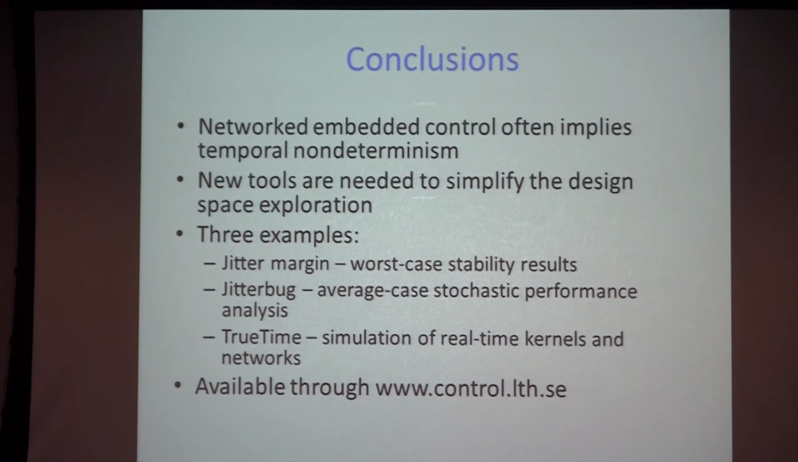Okay, conclusions. Networked control and embedded control often imply temporal nondeterminism, and you need tool support to simplify the design process. Here I gave three examples: the Jitter Margin, the Jitterbug, and the TrueTime. And they are all available for free download from our webpage.